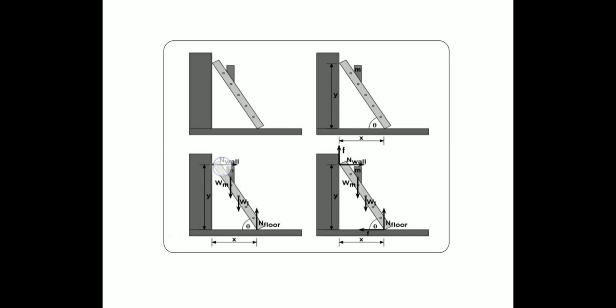So if a man climbs on a ladder, the object will tend to slide down. So normal reaction will take place here. Similarly, the ladder will touch at this point or slide down, and normal reaction acts in the opposite direction.